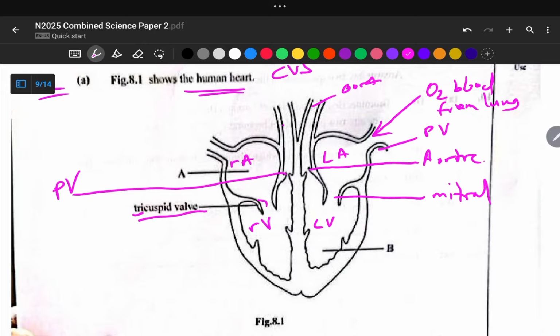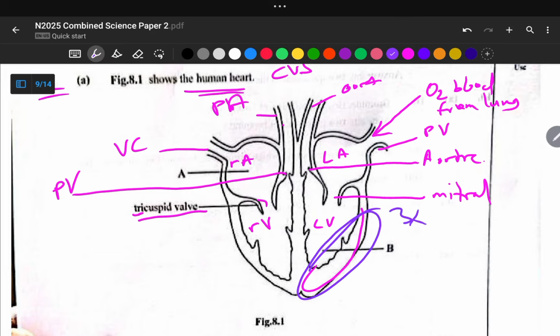So for oxygenated blood, we are using the left side, and for deoxygenated blood, we are going to use the right hand side, right? So this one is the pulmonary artery, right? And then this one is what we call the vena cava, right? So you need to understand that this left side is three times thicker compared to this right side.